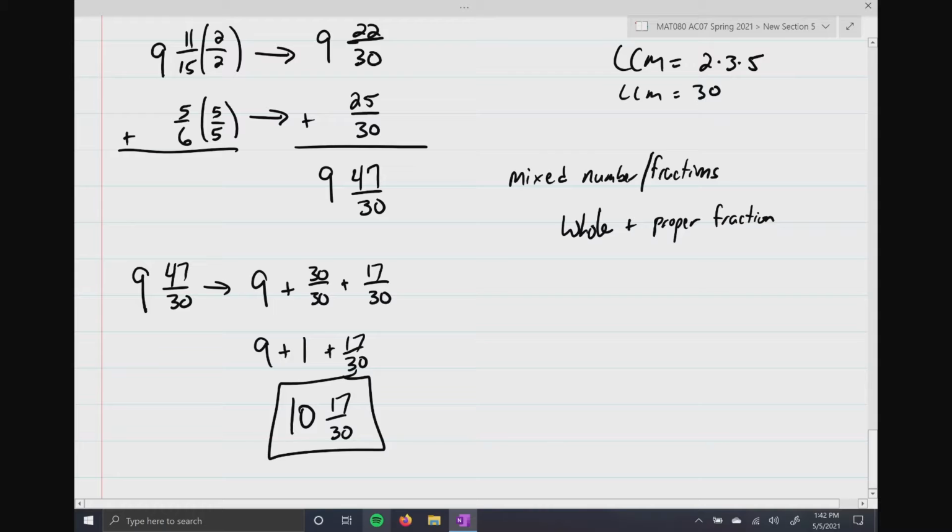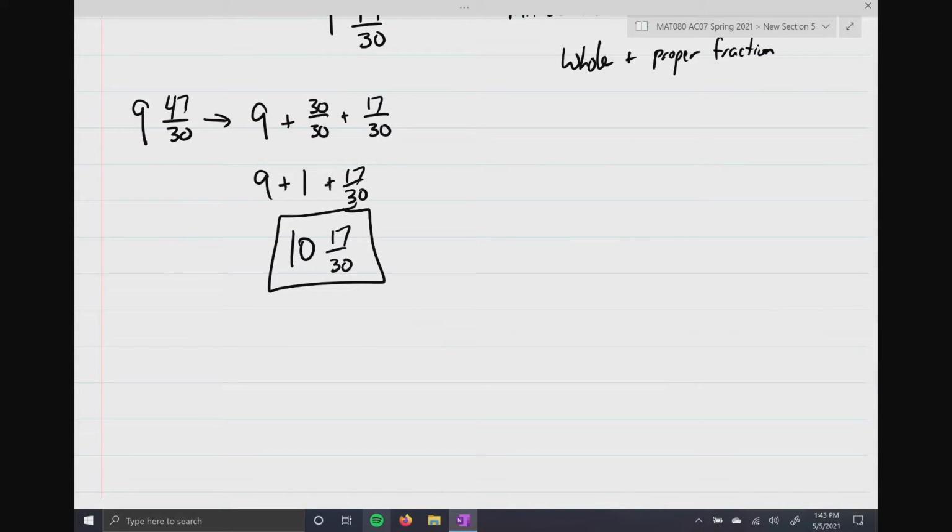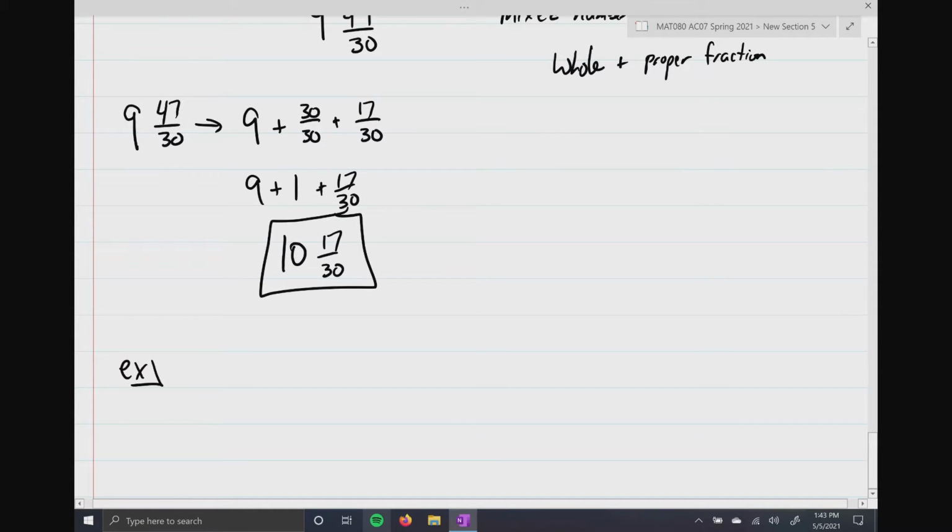All right, are there any questions there? Yes, no, maybe so. I mean, there's a lot going on in that problem. All right, I'm going to give you one to do now, which is kind of like this. All right, that's what I want you to do. 14 and 3/5 minus 11/15.